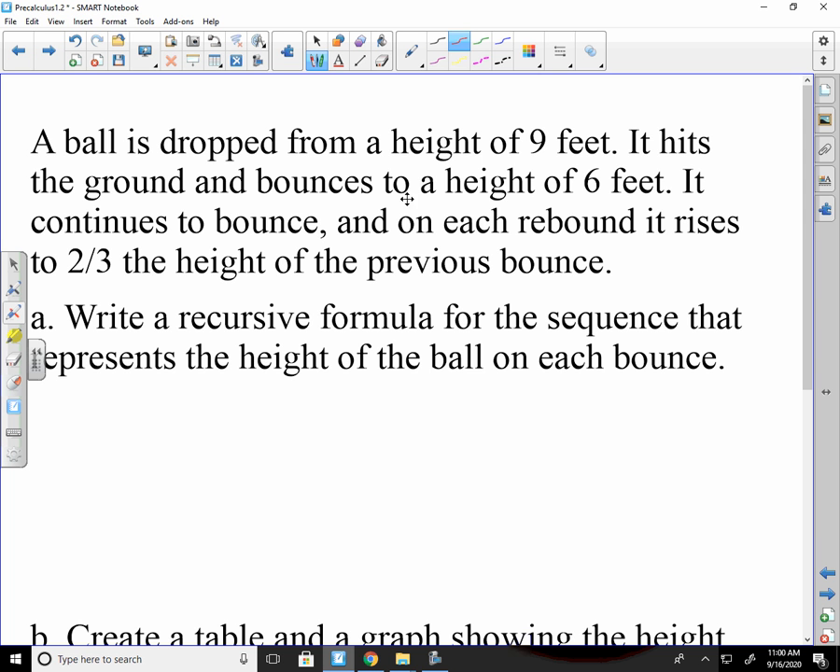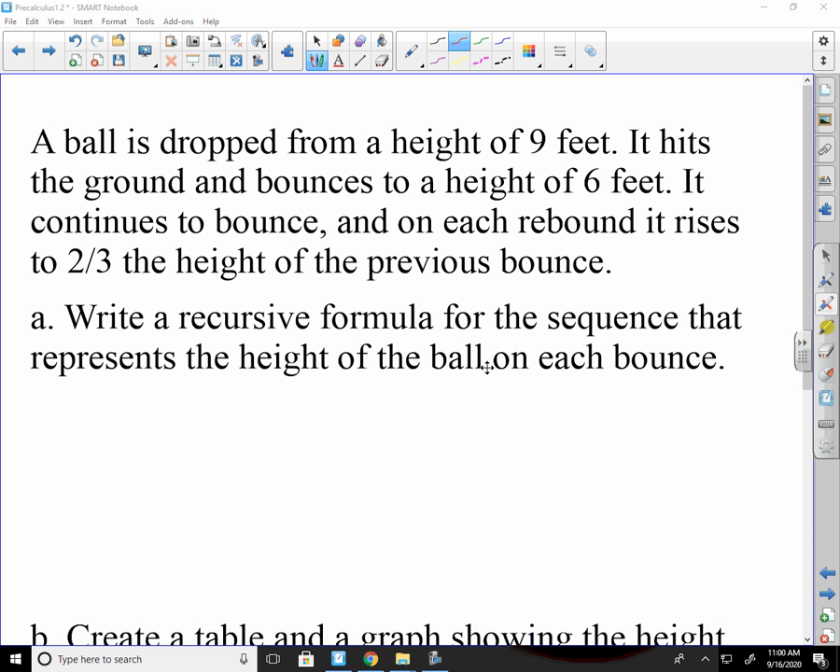A ball is dropped from a height of 9 feet. It hits the ground and bounces to a height of 6 feet. It continues to bounce, and on each rebound, rises to 2/3 the height of the previous bounce. Write a recursive formula for the sequence that represents the height of the ball on each bounce.